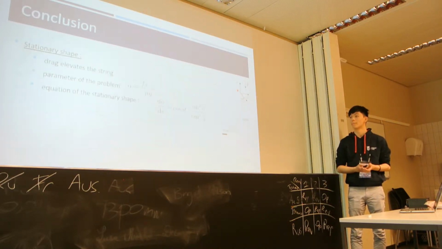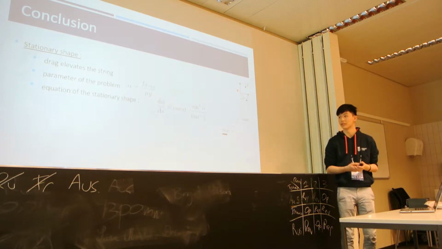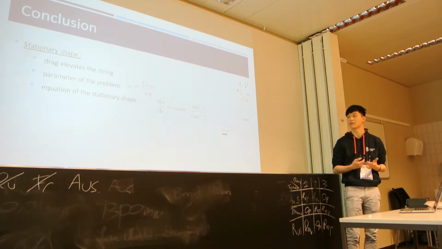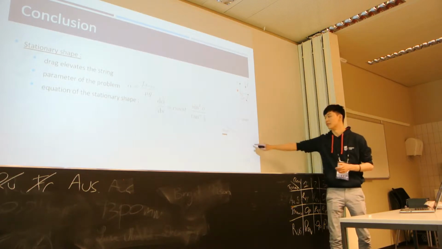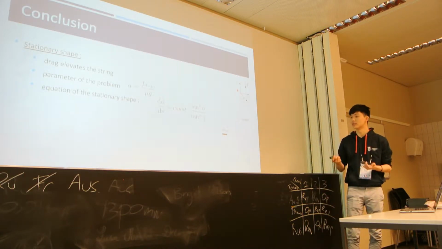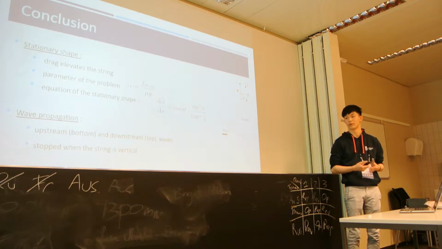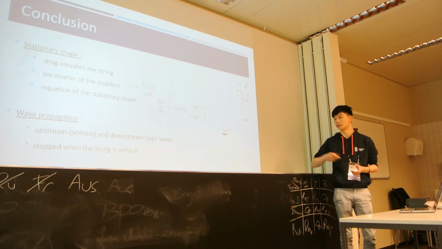So to conclude our presentation, we show that it is drag that is a driving mechanism for elevating the string, which is counterintuitive because it's traditionally a force that opposes the movement of objects. We show that the parameter of the problem is the one that compares the drag term with the gravity. We derived an equation of the stationary shape. You can see it very well, it predicts the shape of the loop. And as for wave propagation, we explained why there were upstream and downstream waves, and why the waves are stopped when they reach the turn when the string is vertical.